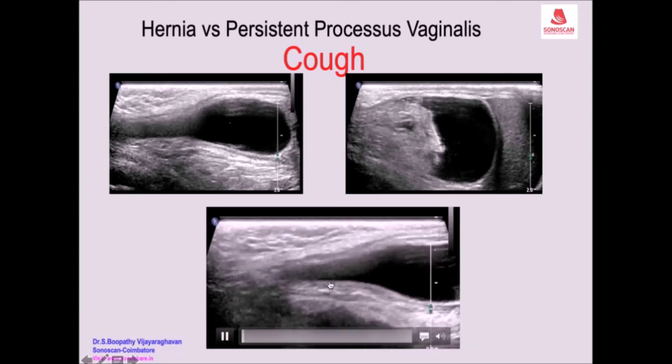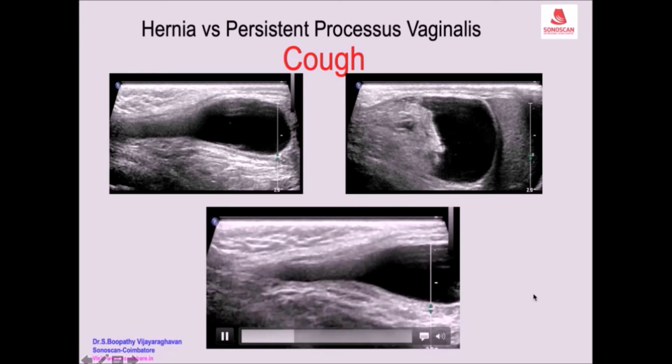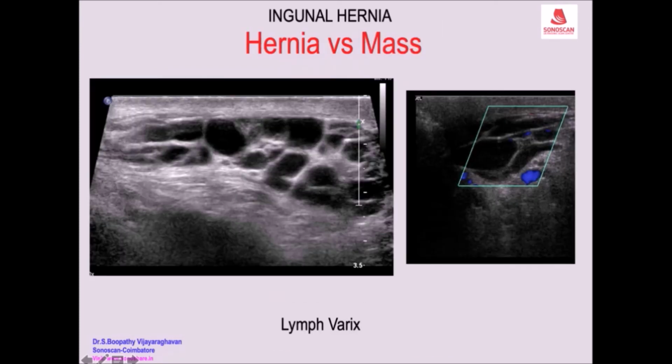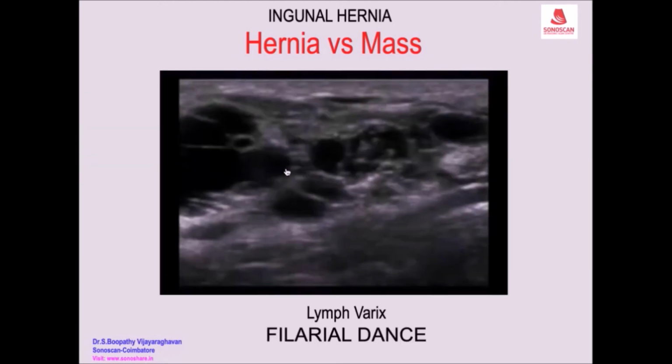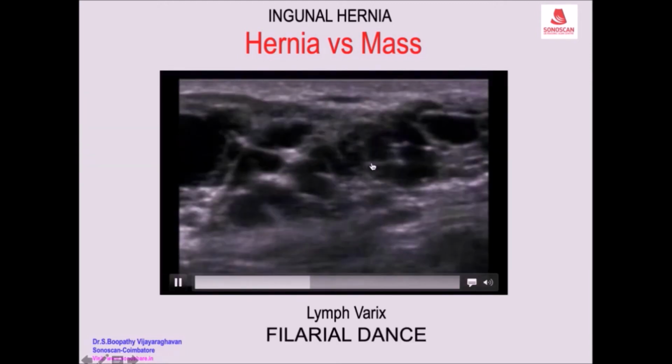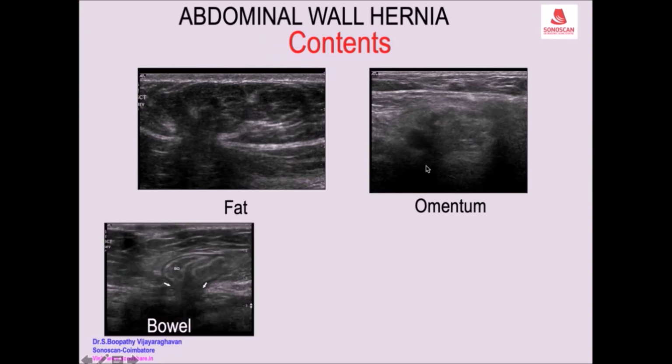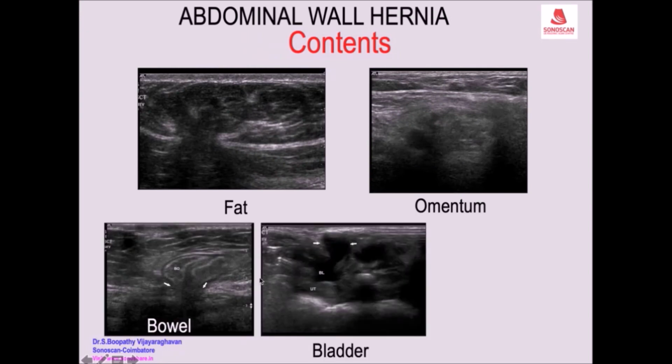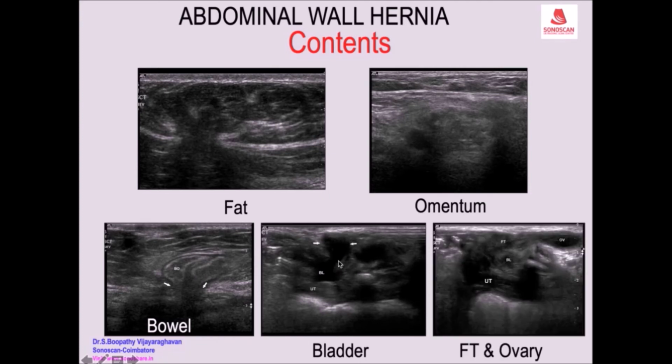When your patient coughs, the momentum goes into the hernial sac. There will be a reflex of venous flow, and rarely you may get the filarial dance confirming that it is forming the content. Here there are collapsed bowel loops forming the content, and here there is herniation of part of the urinary bladder, and here you get the ovary and the fallopian tube as content.